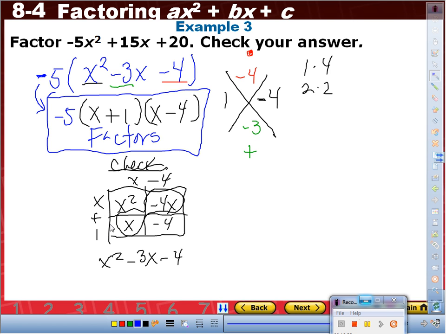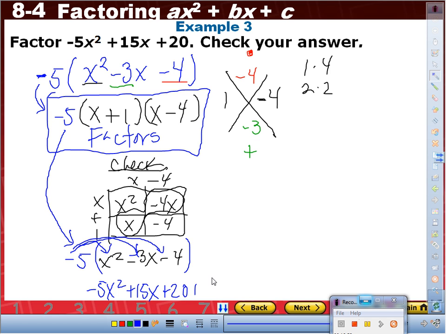However, don't forget about the friend. Here they come. Negative 5. Open parentheses. Let's distribute. Negative 5 times positive x squared, that's negative 5x squared. Negative 5 times negative 3x, that's positive 15x. Negative 5 times negative 4, that's positive 20. Did we start with that? Yes. Okay, let's move on.